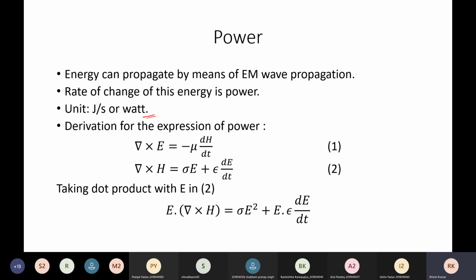Now one thing is your power density. So power density means power crossing the unit area. So the power density unit will be watt per meter square. Now how can we define the derivation of power with the help of these two equations?